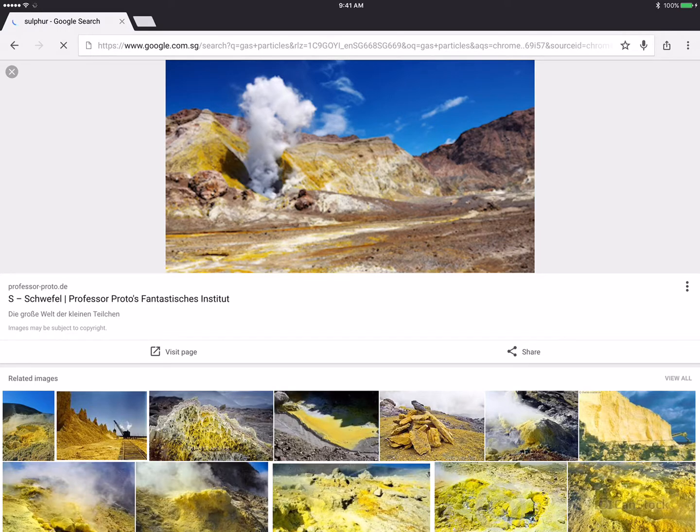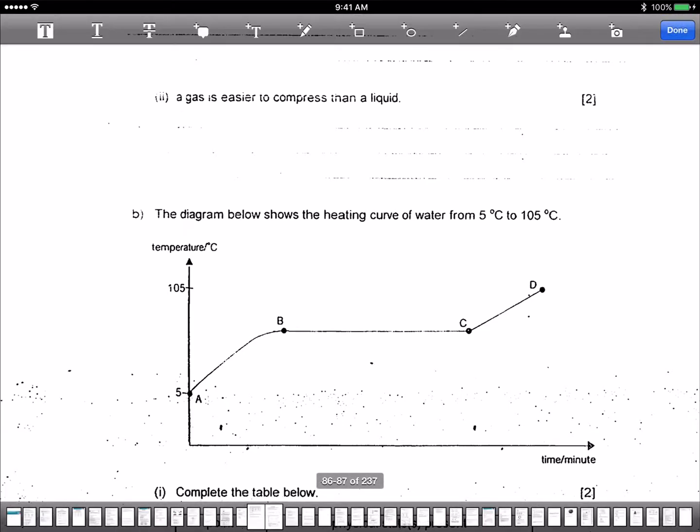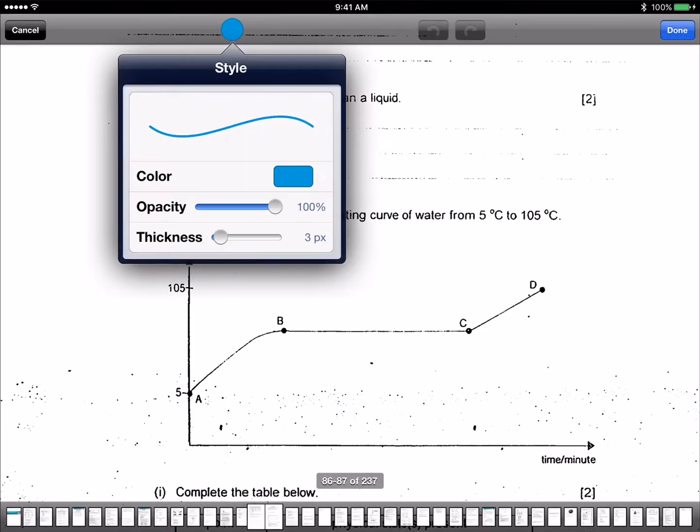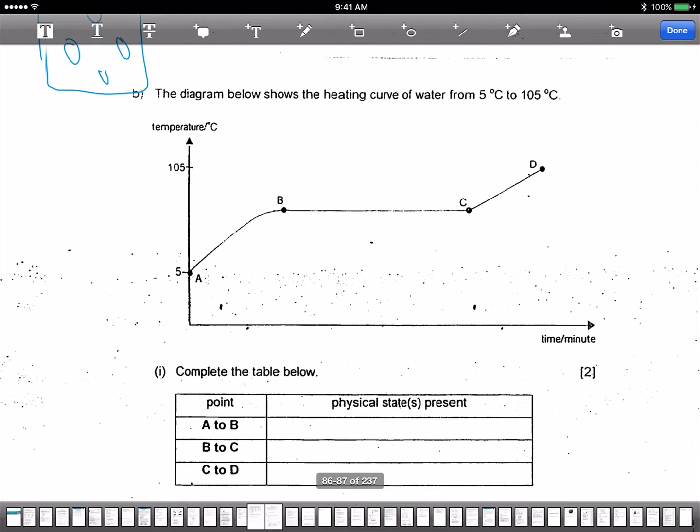Okay, it's not working. Jump back. Right? So I have to draw. Gas particles are far apart. The particles are far apart, so in between there's a lot of space. So therefore they can be compressed. Okay, gaseous particles are far apart, so that's why it's easier to compress.